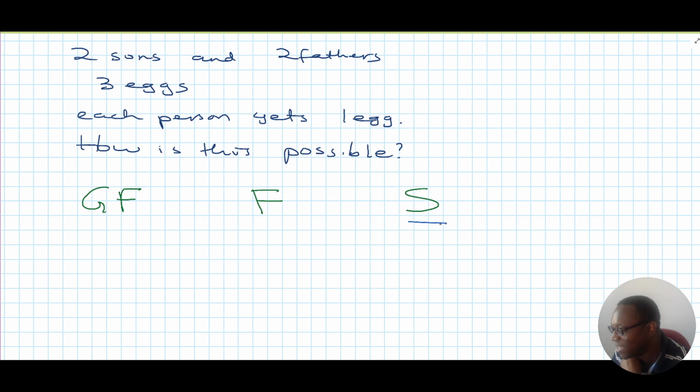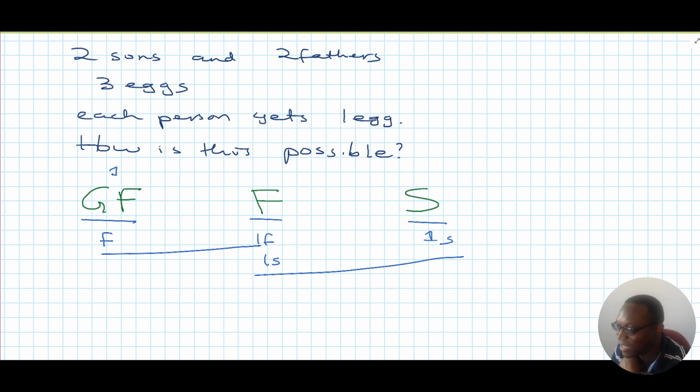You have a son here, so that is one son. You have a father here, so it's a father and also a son. And then you have a grandfather who is a father. So how many fathers do you have? 2 fathers and 2 sons. Each of them gets 1 egg. That is the clue.